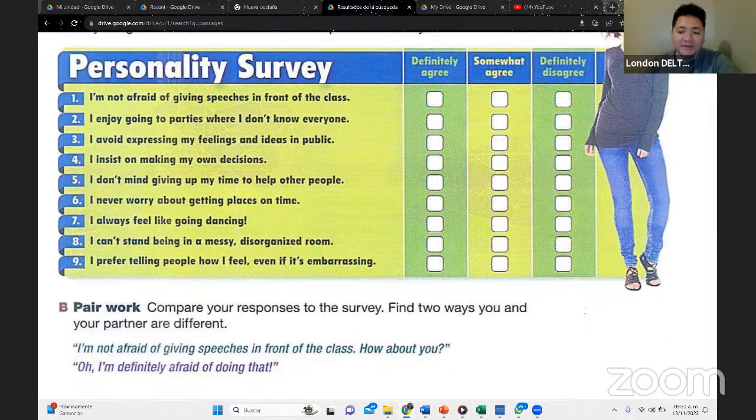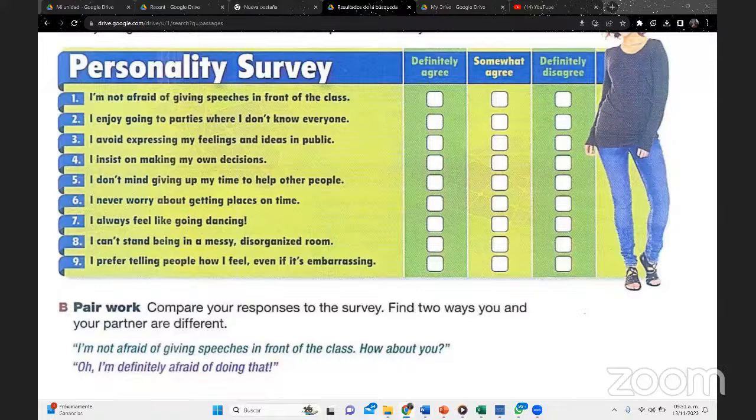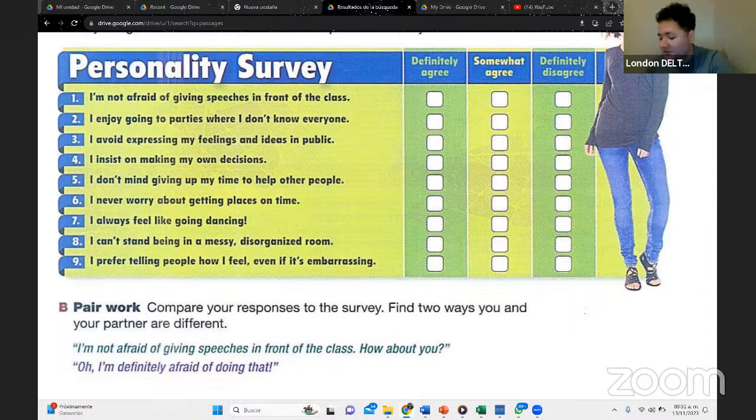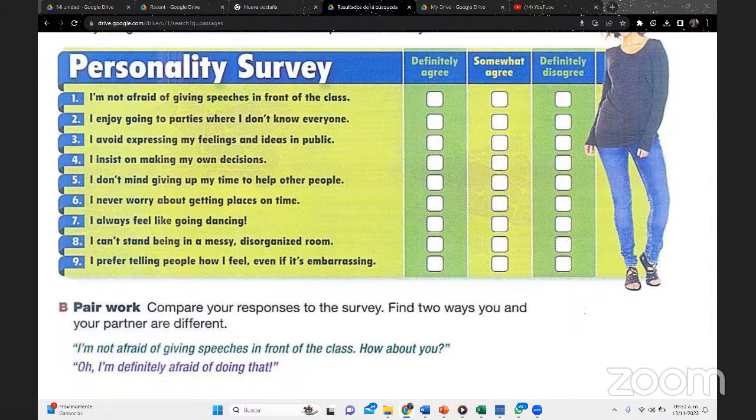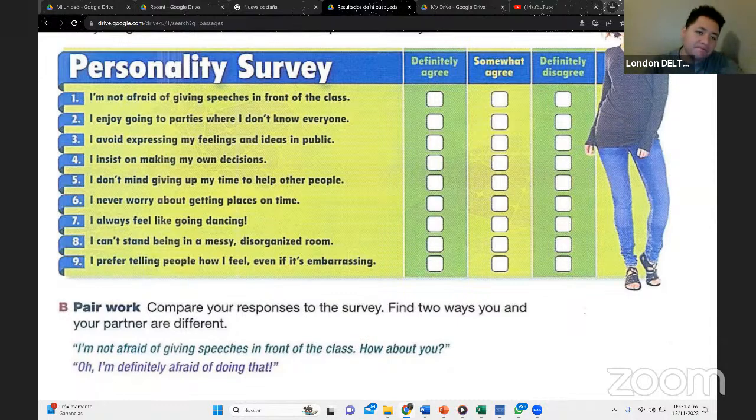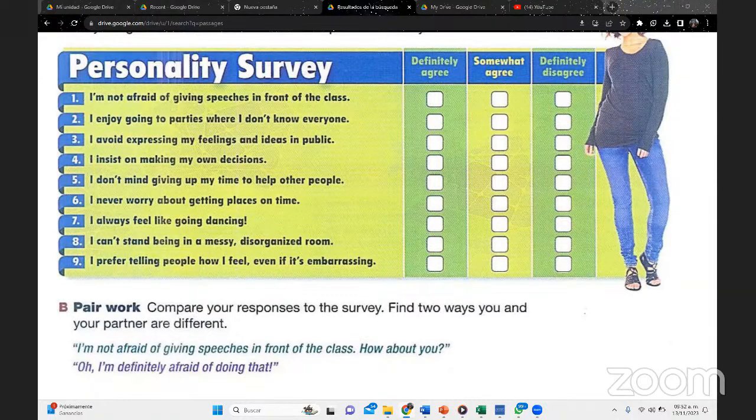What do you think, guys? Nubia, what do you think? Somewhat agree because I am a messy person. So I can be in a disorganized room, but then I order all the things. They say that disorganized people tend to be also more creative. Who knows? Yes, that's true.